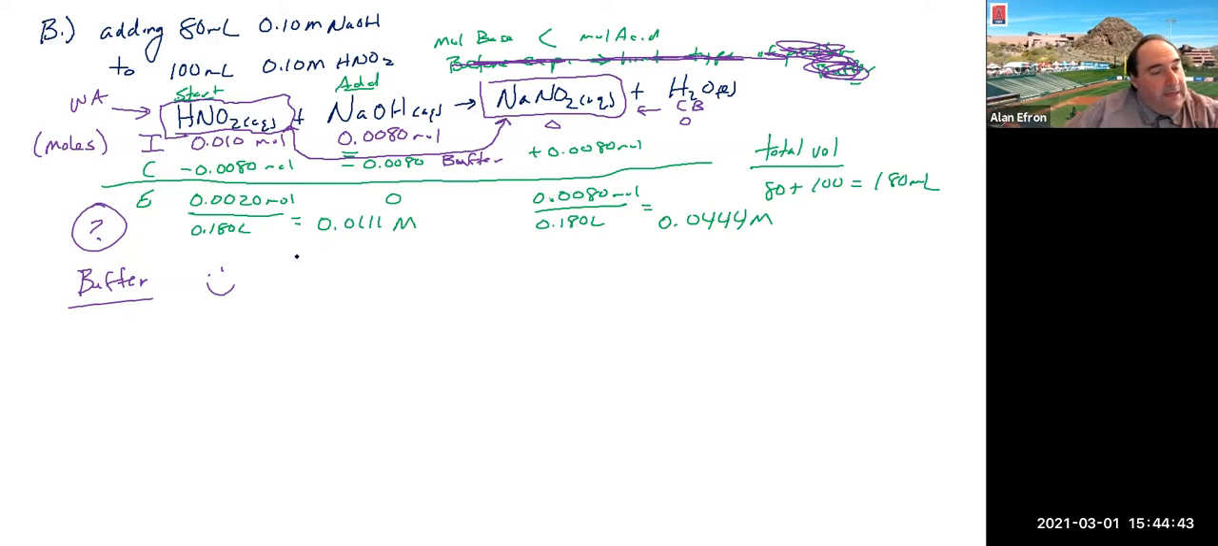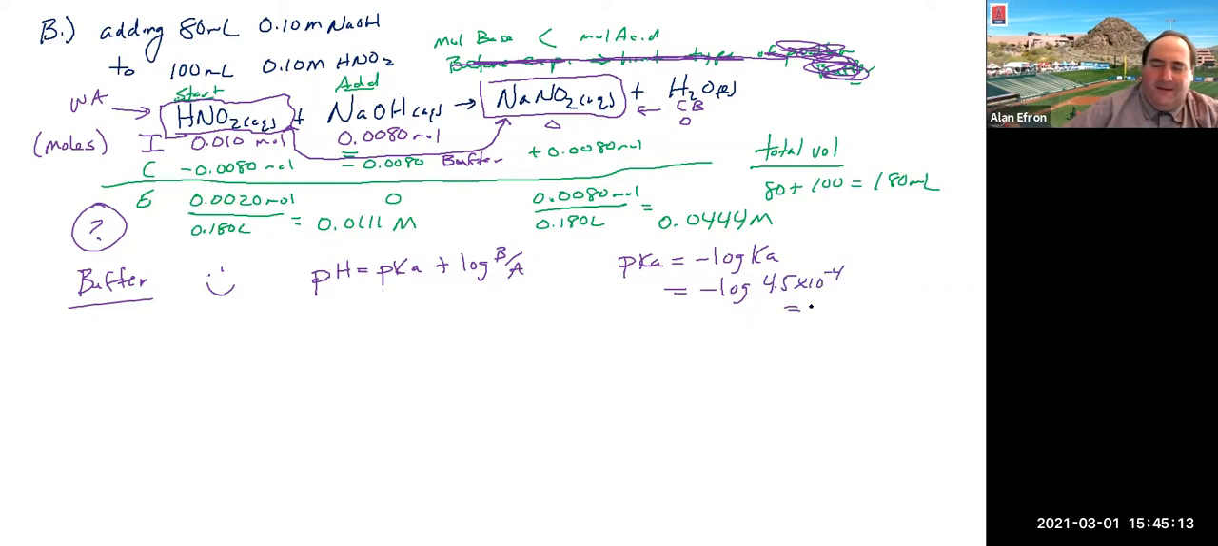You could definitely use the Henderson-Hasselbalch equation, which might present less room for error because it is a buffer, or you could do an additional ice table. I'm going to choose the Henderson-Hasselbalch equation at this point, and that's going to get us pKa plus the log of the base over the acid. We do need to get a little pKa action here, so that's going to be minus the log of the Ka. That's going to be minus the log of 4.5 times 10 to the minus 4.